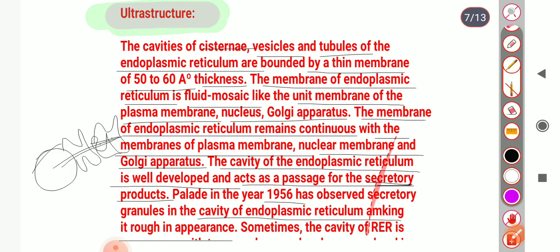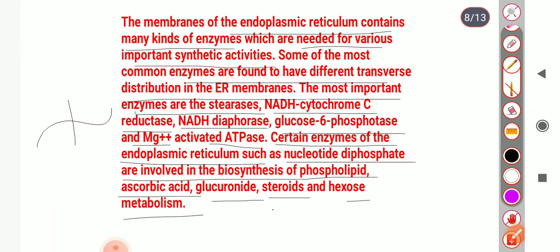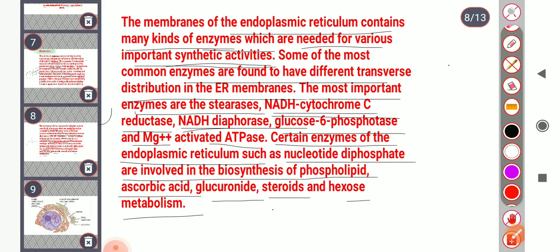When we talk about the ultrastructure of endoplasmic reticulum, it contains cisternae, vesicles and tubules, bounded by a thin membrane which has 50 to 60 angstrom thickness, and secretory molecules are present in the ultrastructure of endoplasmic reticulum, and it secretes many kinds of enzymes that are needed for various synthetic activities.